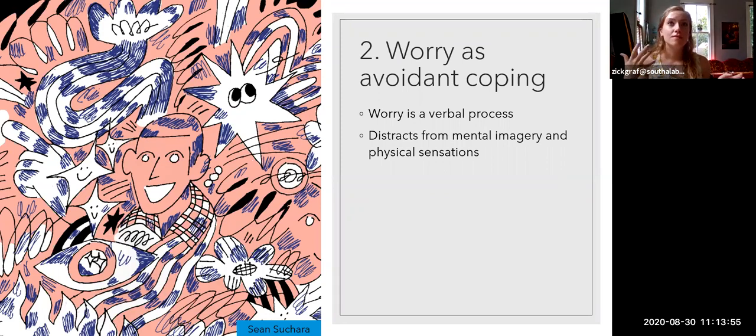So this is a sort of separate but related process. And this is actually the model of worry as avoidance that your textbook really emphasizes. So worry is avoidant coping. So worry is verbal. It's a conscious process that we engage in. It takes up a lot of our attention and focus. And the theory here is that when we engage in that worry process, it actually distracts us from the emotional, visceral, imaginal side of our anxiety.